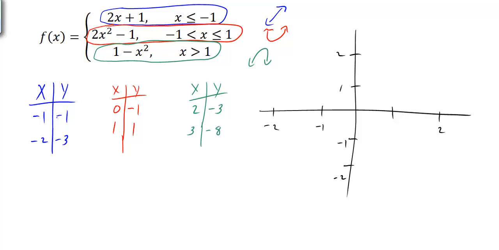All right, so if we plot the first one here, our straight line, we have the point -1, -1, and then we have -2, -3, so over 2 and then down 3. So there's our straight line. All right, then we have our parabola here. So we have 0, -1, so at 0, we're down to -1, and then at 1, over 1 and up 1.